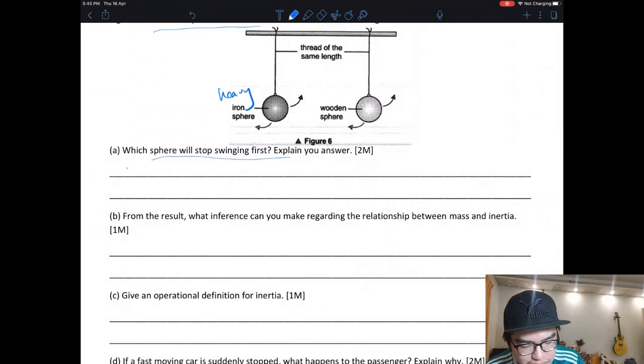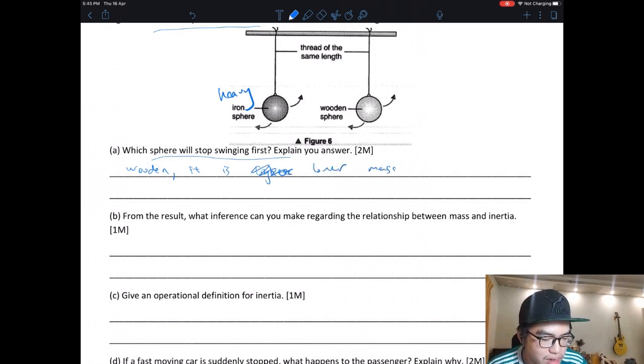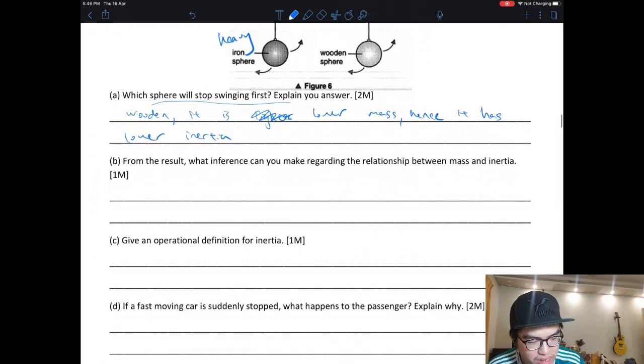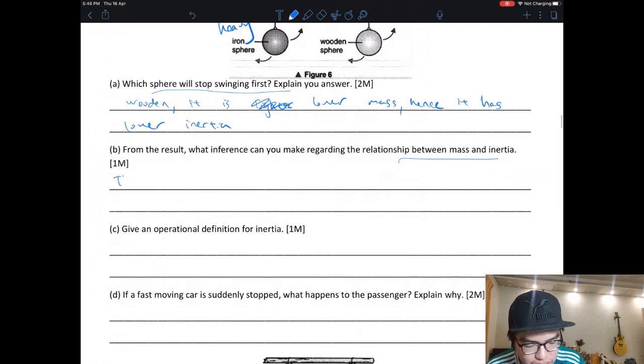Wooden sphere. Okay, explain your answer. Because it is lighter. Or don't say lighter. It has lower mass, therefore it has lower inertia. From the result, what inference can you make regarding mass and inertia? The lower the mass, the lower the inertia.